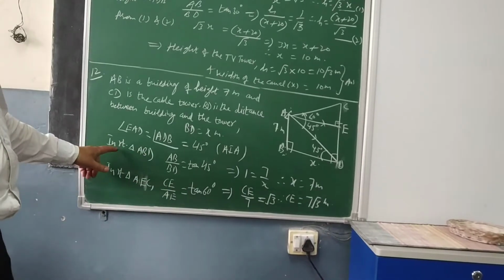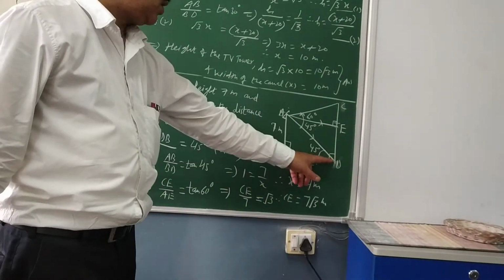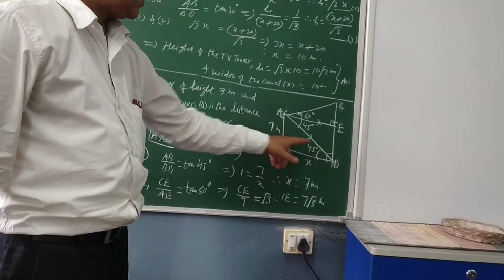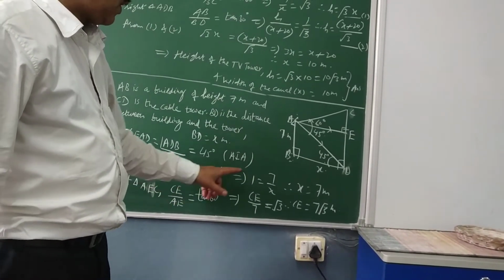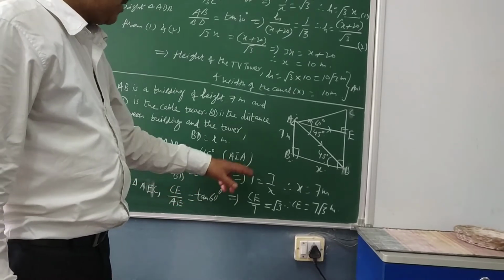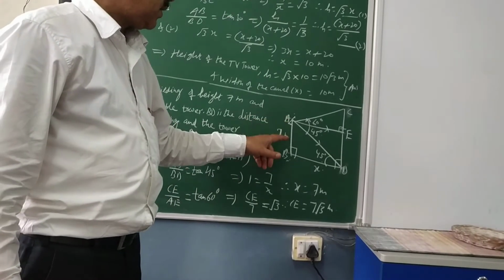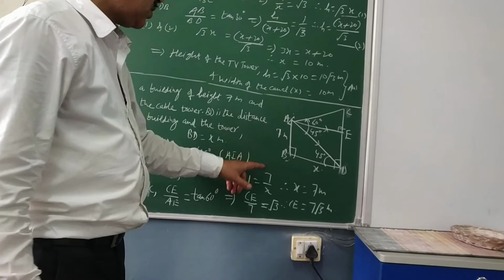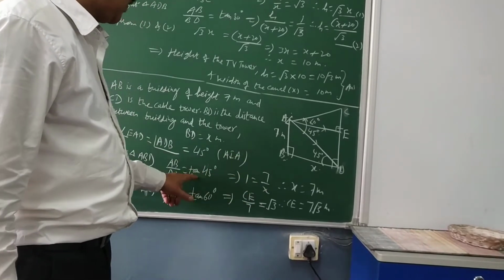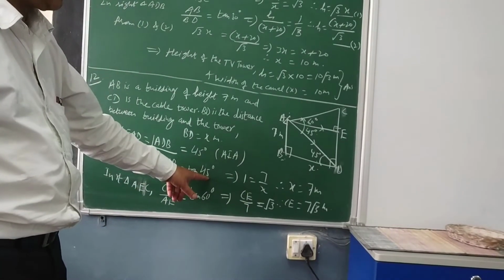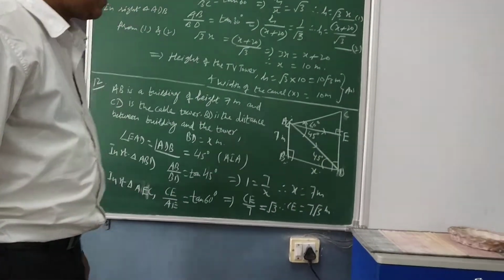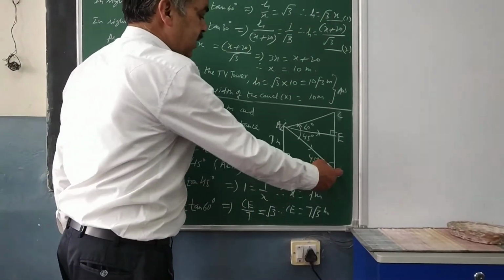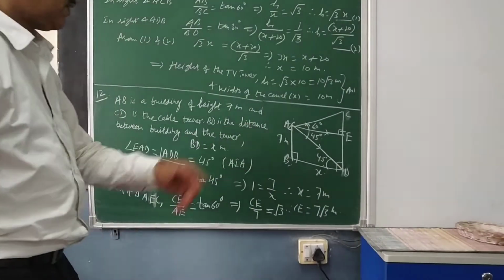So let us see, in triangle ABD, if I apply perpendicular upon base, that is equal to tangent 45, so I will be getting AB is 7, so 7 upon x is equal to 1, because you know the value of tangent 45 is 1. From here, x you can calculate is equal to 7 meters. So the distance between the building and the tower is 7 meters.